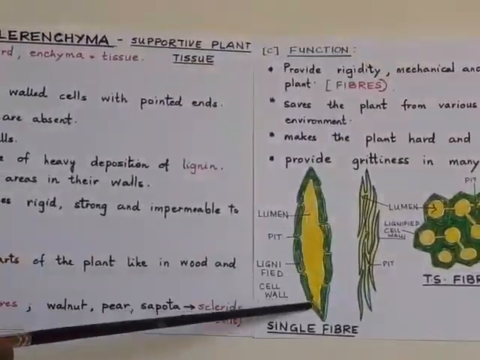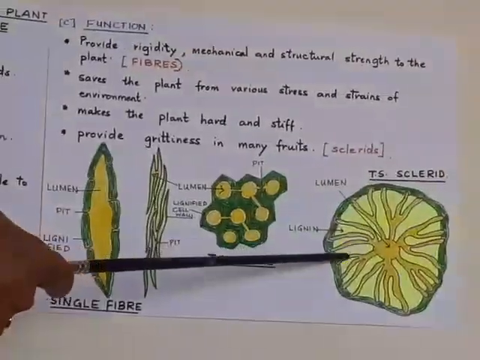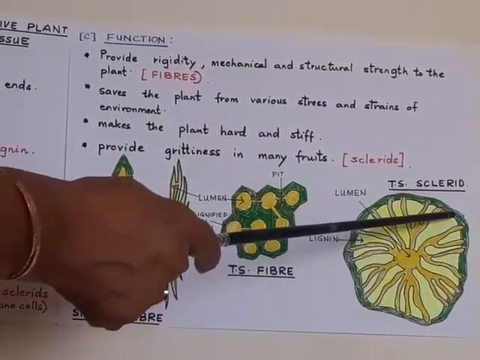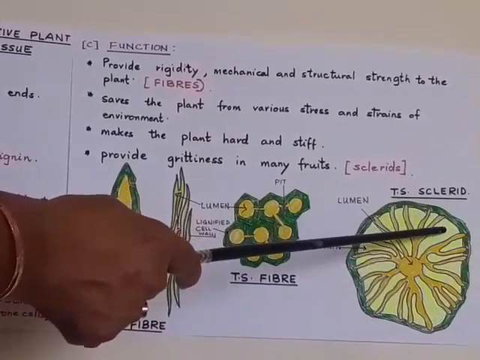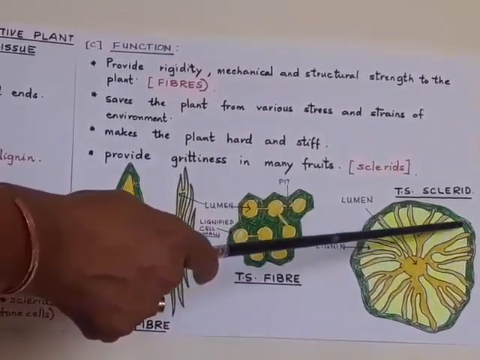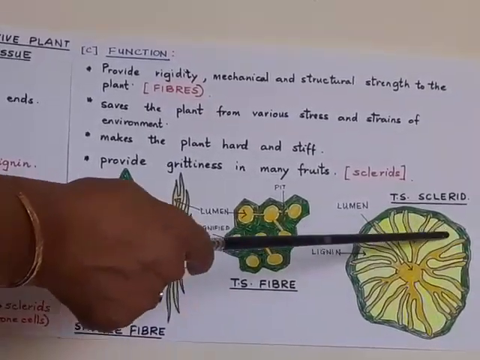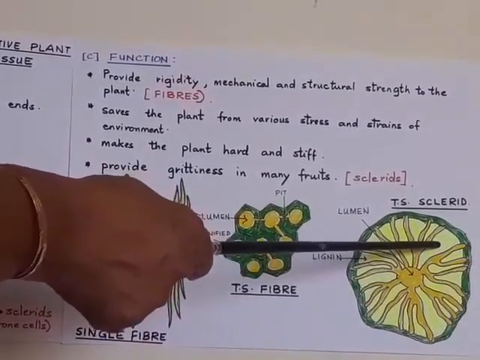This green color is the deposition of lignin. This is the deposition of lignin. Just to differentiate, I have given them two different colors of green. Okay, the light green and the dark green. This is the cell wall and this is the inner part which has the sclerenchymatous tissue in case of sclerids.